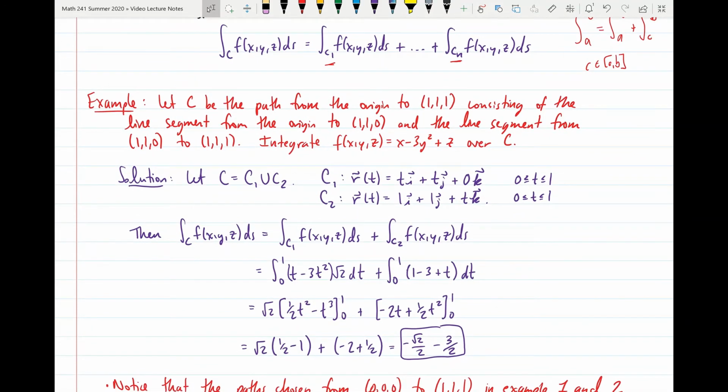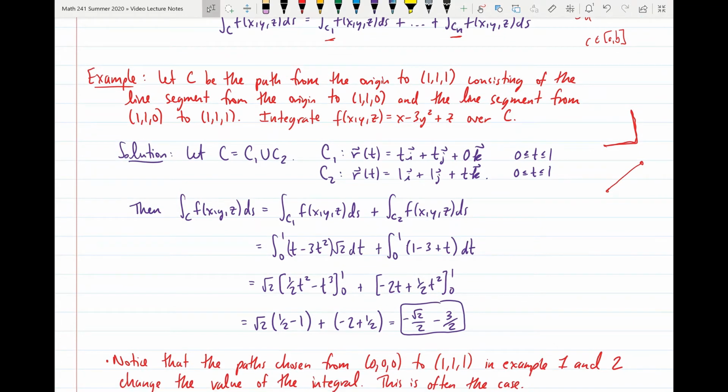So let C be the path from the origin to 1, 1, 1, but this time the path is going to be a little bit different than what we did in the last example. So the path is going to consist of the line segment from the origin to 1, 1, 0, and then the line segment from 1, 1, 0 to 1, 1, 1. So it's going to look something like this, whereas our last curve went straight from 0, 0, 0 to 1, 1, 1. And again, we want to integrate the same function, f of x, y, z equals x minus 3y squared plus z over the curve C.